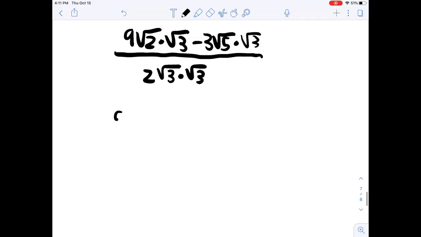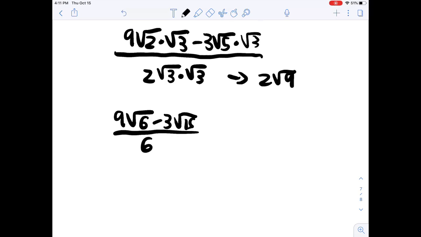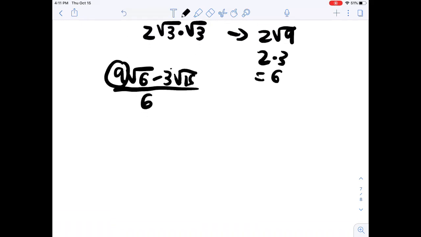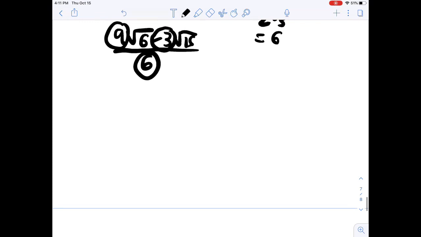Then from here we get 9 times the square root of 6 minus 3 times the square root of 15 over 6, because this is really 2 times the square root of 9, which is 2 times 3, which equals 6. And from here, we can simplify because all these three numbers have 3 in common. So we can just divide each of them by 3 to get 3 times the square root of 6 minus the square root of 15 over 2.